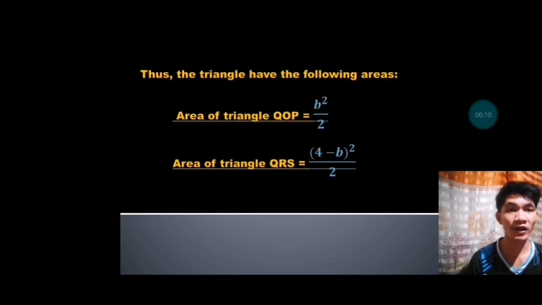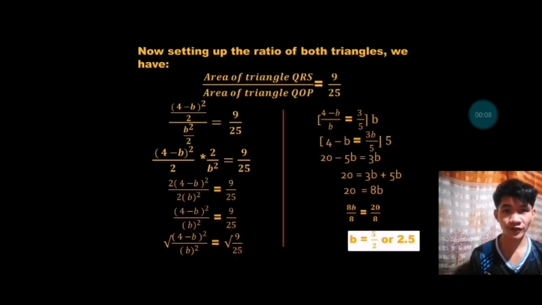Thus, the triangles have the following areas. The first one, the area of triangle OQP, is equal to B squared over 2. The area of triangle QRS is equal to the quantity (4 minus B) squared over 2. Now, setting up the ratio of both triangles, we have the area of triangle QRS over the area of triangle OQP equal to 9 over 25. Plug in the values of the areas. We have (4 minus B) squared over 2, over B squared over 2, equal to 9 over 25. Then simplify the left side of the equation.